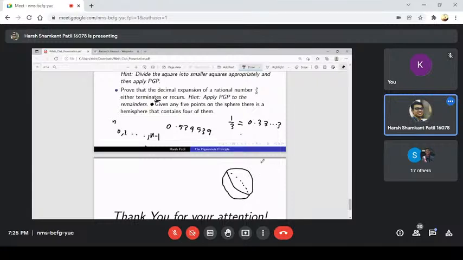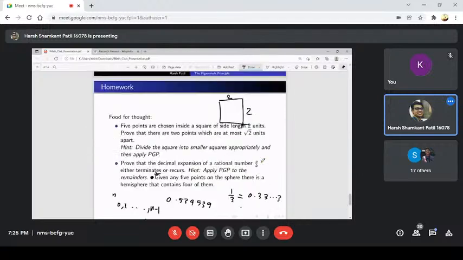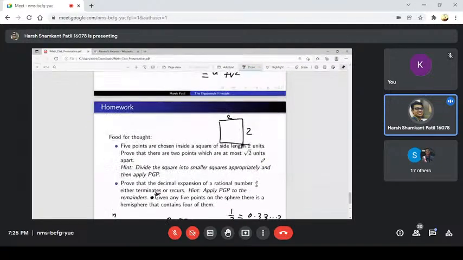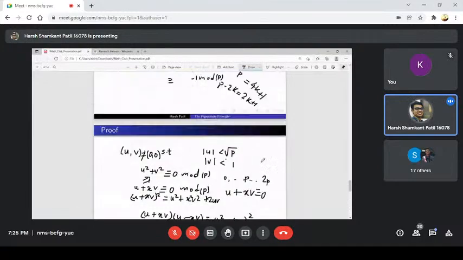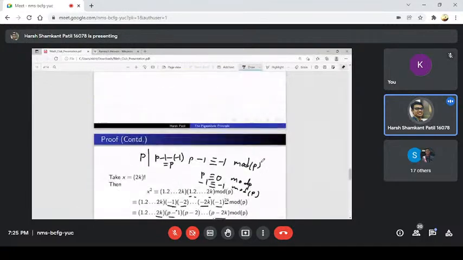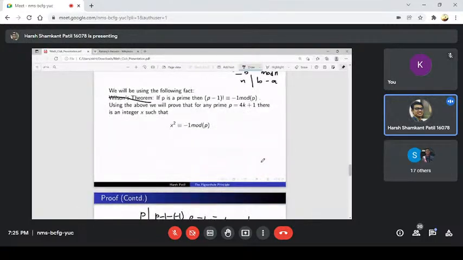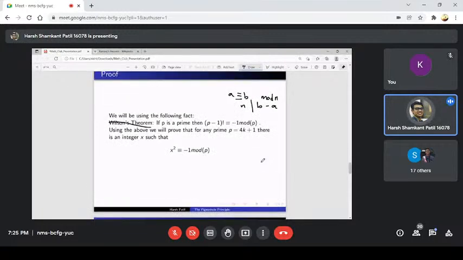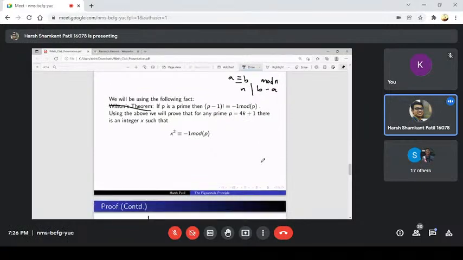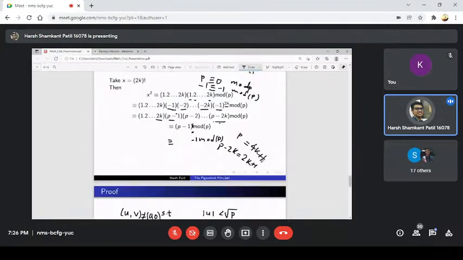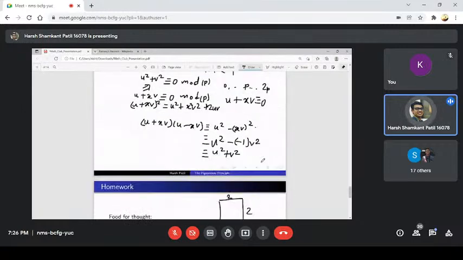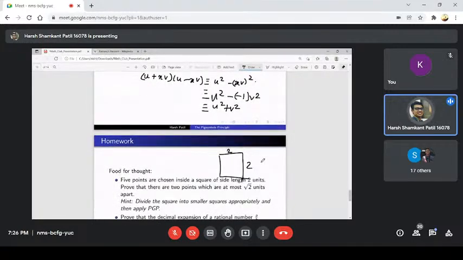So that's it. I'm sorry about this last part. I seem to have missed something, but I will share the reference for this part, and you can read it from there. There are many more applications of the pigeonhole principle. I wasn't sure how much time I had, so I did not include other things.